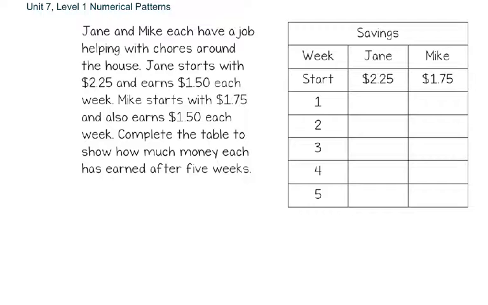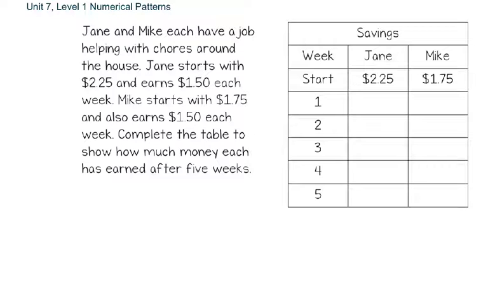This goes back to Unit 1 when we talked about writing expressions. And this time, instead of just writing the expression, we actually figure out what they're getting each week. And so what I'm going to do is take the $2.25 that Jane starts with, and each week I'm going to add $1.50.